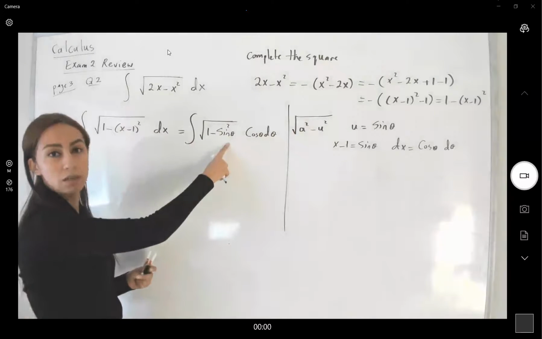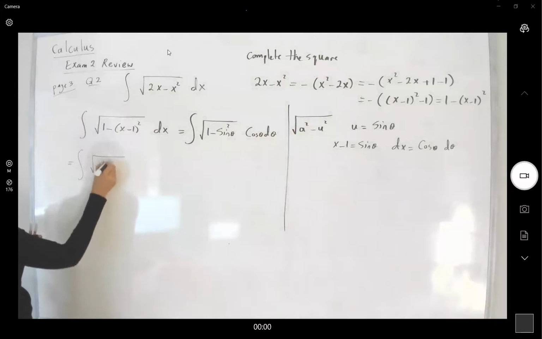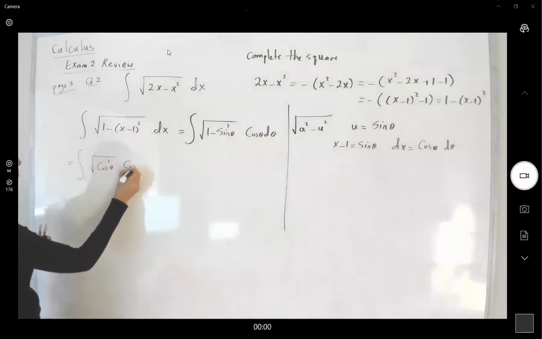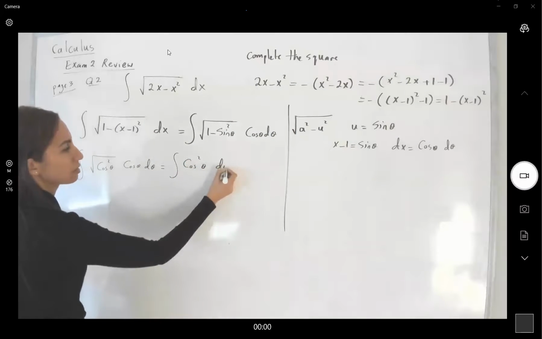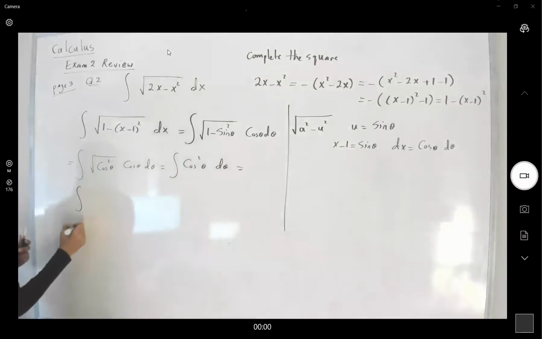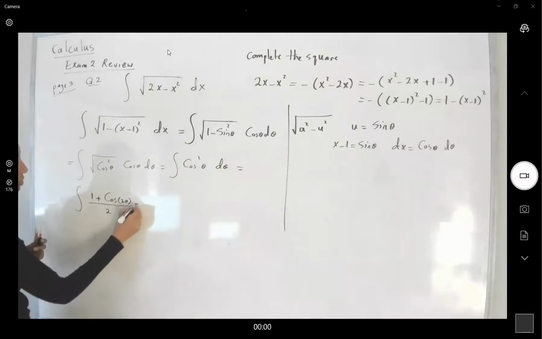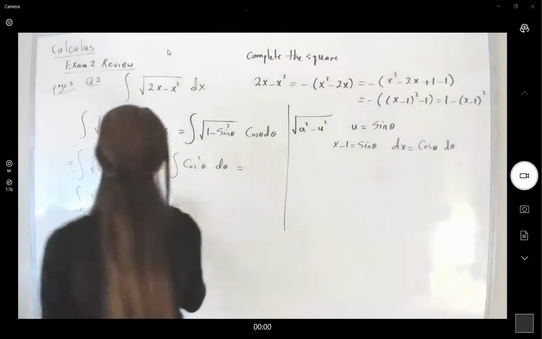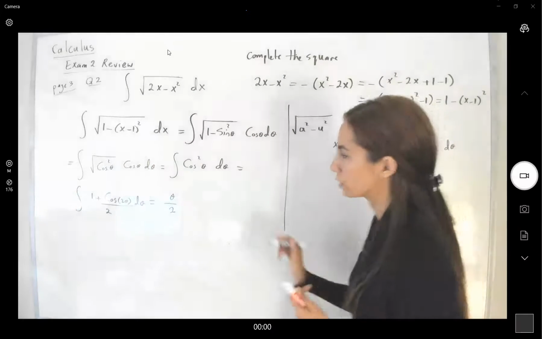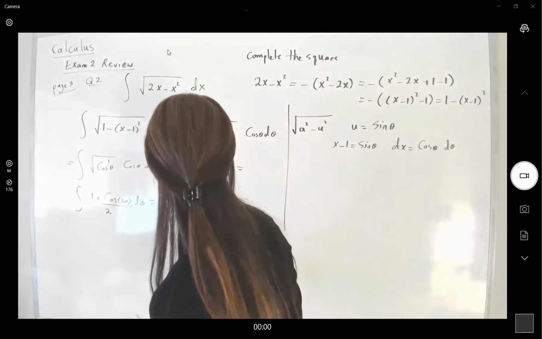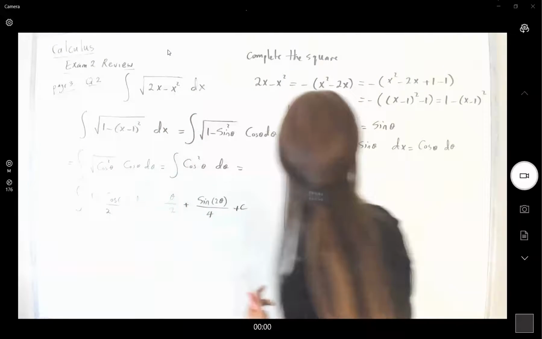One minus sine squared is cosine squared, so you get the integral of square root of cosine squared of theta times cosine theta d theta, which is the integral of cosine squared of theta d theta, which can be written as the integral of 1 plus cosine 2 theta divided by 2 d theta, which is theta over 2, and you get plus sine 2 theta over 4 plus constant of integration.